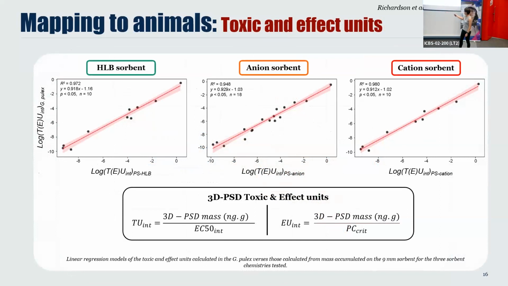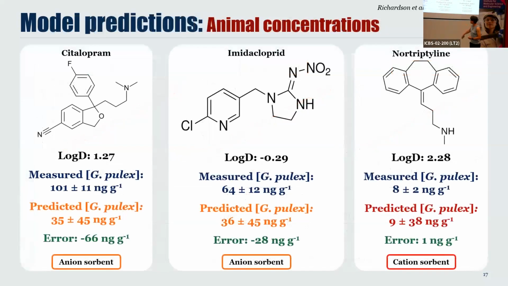And basically from these equations here, it is possible to back-calculate the concentration in the animal. Once we can predict the toxic effect you get in the animal, we simply rearrange these equations down here to give us the concentration in the animal. And here are some examples of that at work.